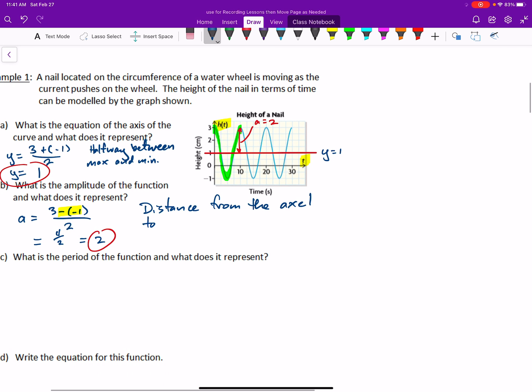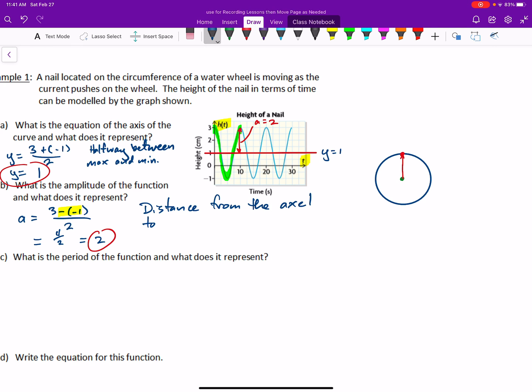So we've got this water wheel. Let me draw a picture. That's the best way. If we're looking at this water wheel from the side, and this nail is on the outside of it, let's say it's here, and it goes around this wheel, it's going to go to a maximum height of 3, a minimum height of -1. The distance, the amplitude, is going to end up being the distance from the middle of the wheel to the nail, the maximum or the minimum, right? Well, that's just the radius.